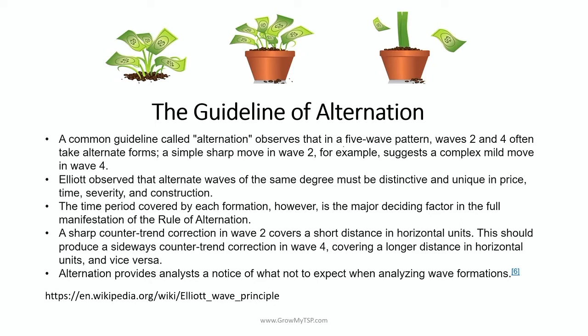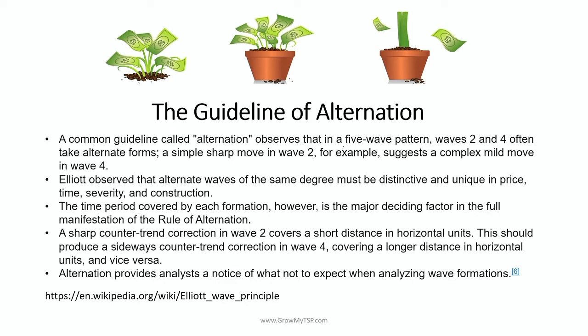A common guideline called alternation observes that in a 5-wave pattern, Elliott waves, wave 2 and 4 often take alternate forms. A simple, sharp move in wave 2, for example, suggests a complex, mild move in wave 4. We're going to show that in a chart and talk through that. Elliott observed that alternate waves of the same degree must be distinctive and unique in price, which makes sense. If the wave 2 is kind of flat and the wave 4 is deep, then they are distinctive. The time period covered by each formation, however, is the major deciding factor in the full manifestation of the rule of alternation. So the most important part of alternation is that the time frame of, say, the 2-leg should be significantly different than the time frame of the 4-leg.